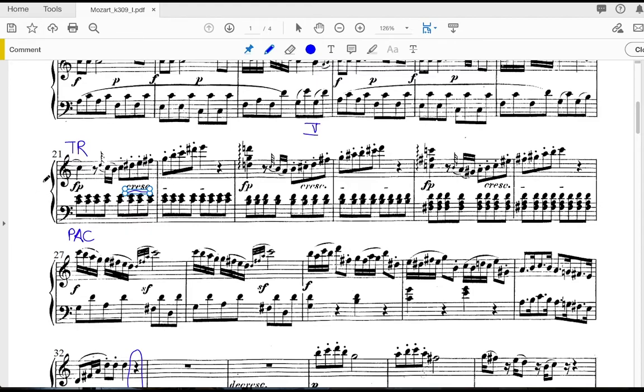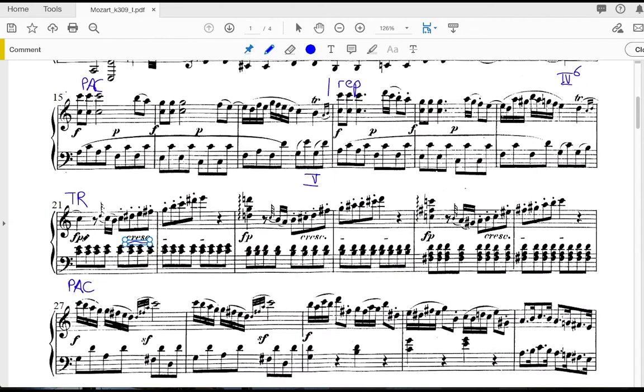There are several features that are very typical of transitions that this passage illustrates. One is that it's extremely common for the perfect authentic cadence to arrive right on the downbeat of the transition. Once again, having a phrase overlap, an elided cadence, where the cadence arrives at the moment that a new phrase begins.